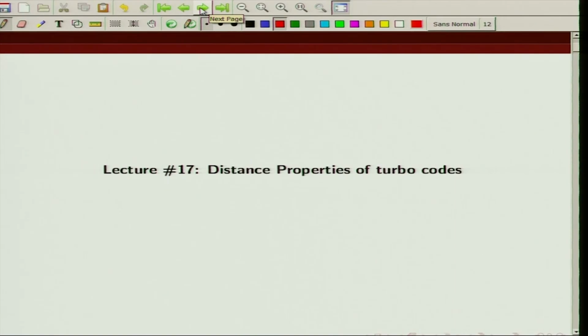Welcome to the course on an introduction to coding theory. I am Adrish Banerjee from IIT Kanpur. In today's lecture, we are going to talk about distance properties of turbo codes.